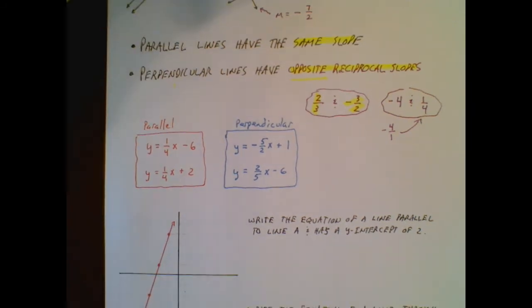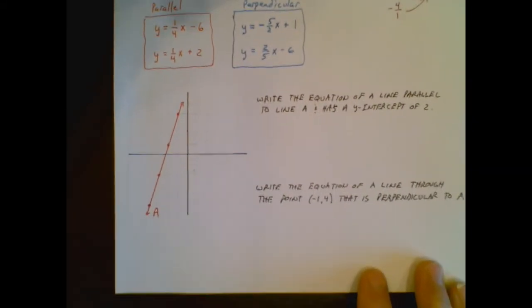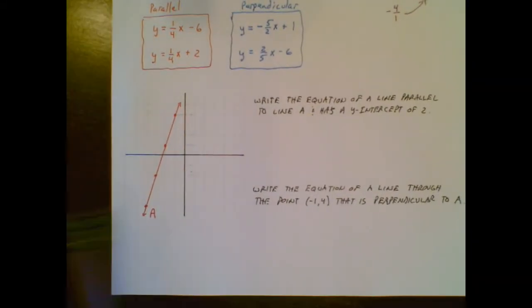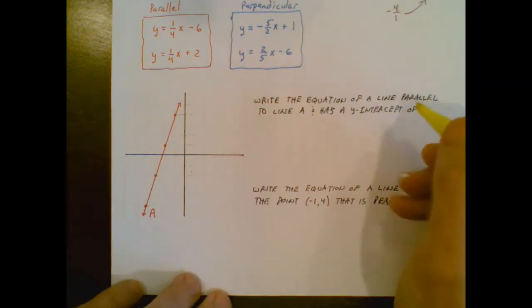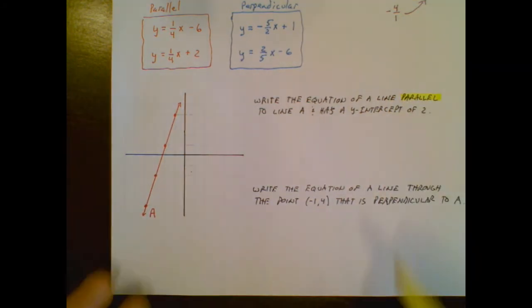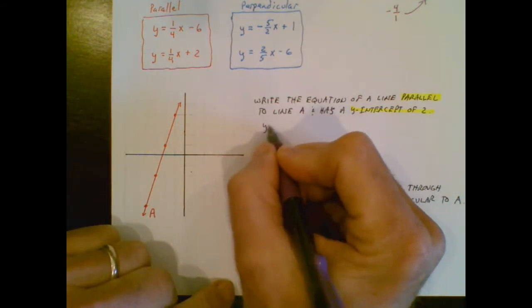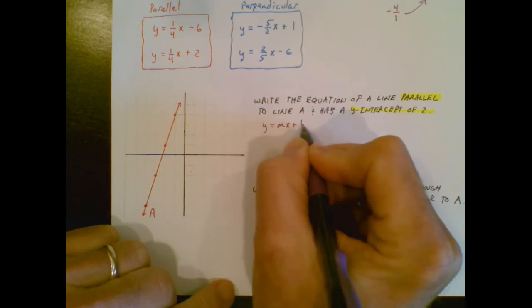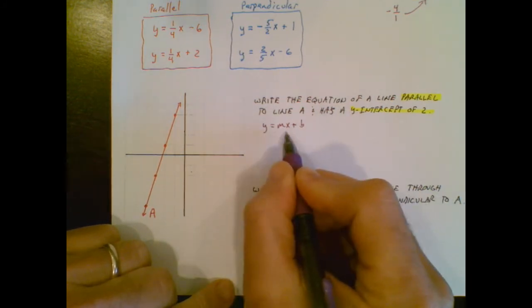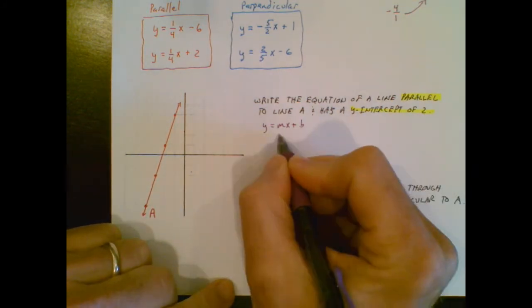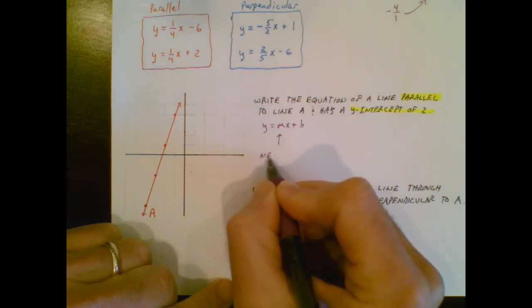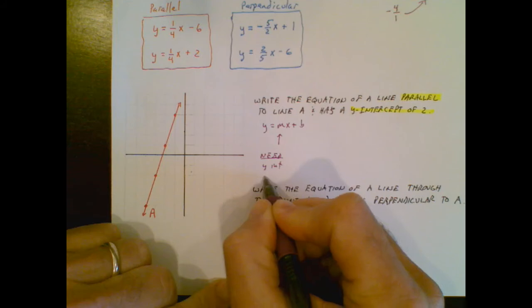So we're going to take a little example here. I have this line right here, and what I want to do is write the equation of a line that is parallel to that line you see, and my new equation is going to have a y-intercept of 2. Well, if I think about y = mx + b, this is a perfect equation to use because I have the y-intercept. Remember, this thing needs the y-intercept and the slope.